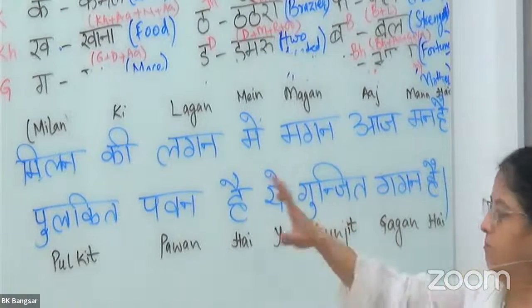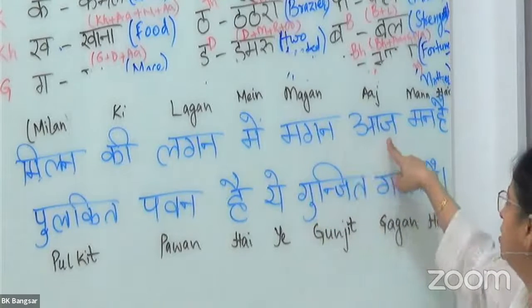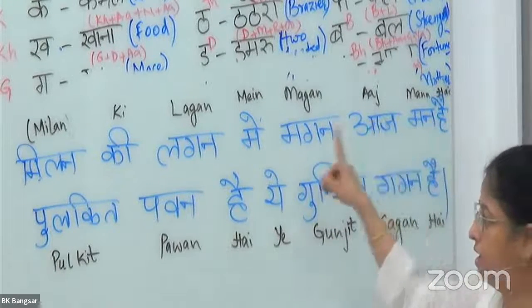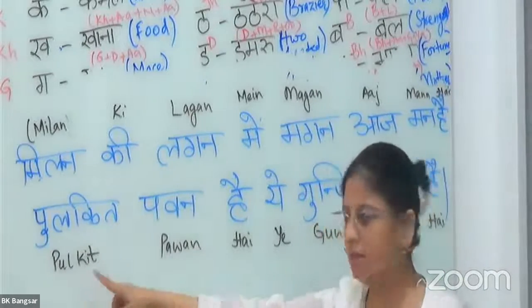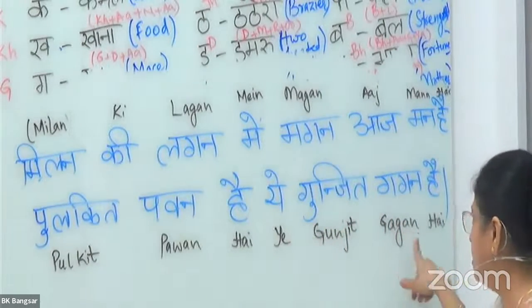मिलन की लगन में मगन आज मन है, पुलकित पवन है, ये गुंजित गगन है.